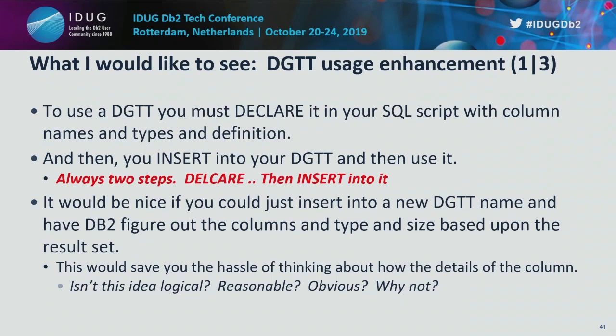Okay, so getting back to temporary tables, what would I like to see in some DGT enhancements? In a DGT, you must declare it and then use it. And then after you declare it, you insert into it. Always two steps: declare, then insert, and then select. It would be nice if you could just insert into a new name and have DB2 figure out all the column names based upon the result set of your select. This would save the hassle of thinking of the details of all the columns. Because that's one of the problems: the result set column 3 is a sum of something. You've got to think, oh, that's going to be decimal 9,2, whatever. So you've got to write that declare out.